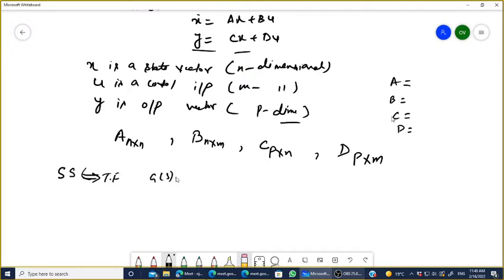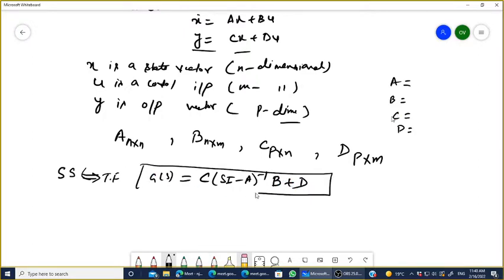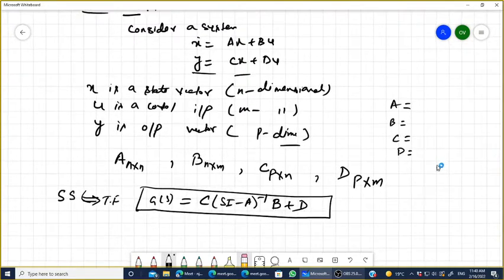So how can you determine the transfer function from the state space manually? What is the formula? C into (sI minus A) inverse into B plus D. This is the standard formula for this. Now I'm coming to the next topic; you are aware of this concept.